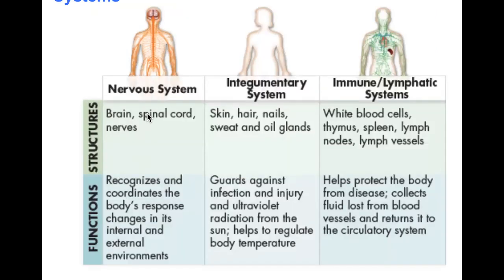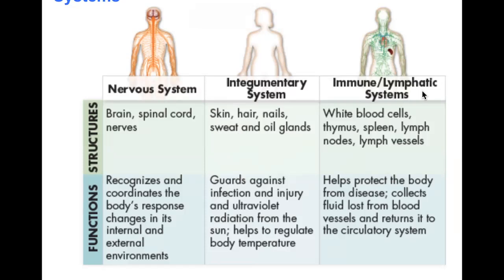In the nervous system, its structures are the brain, the spinal cord, and the nerves. Its function is to recognize and coordinate the body's responses to changes in its internal and external environments. In the integumentary system, its structures are skin, hair, nails, sweat, and oil glands. It guards against infection and injury and ultraviolet radiation from the sun. It helps to regulate body temperature.